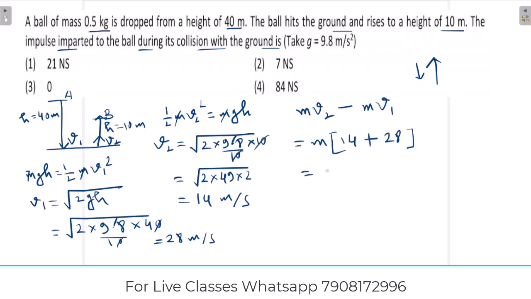And m is 0.5 kg. So 0.5 into 42. So 0.5 is 5 by 10. So 5 by 10, 5 into 2 is 10. 42 is 2 into 21. So 21 Newton second. So the impulse is 21 Newton second.